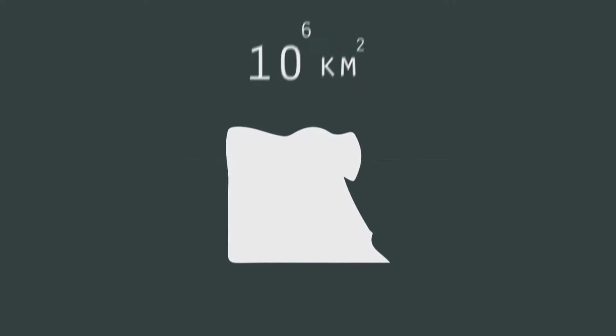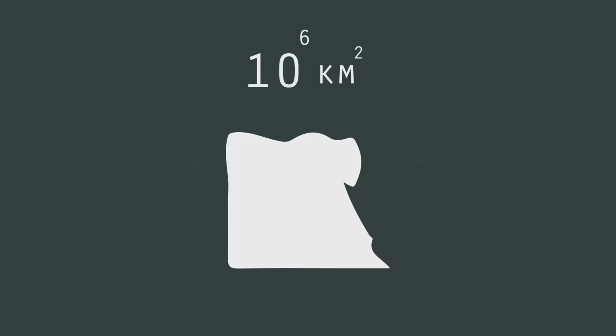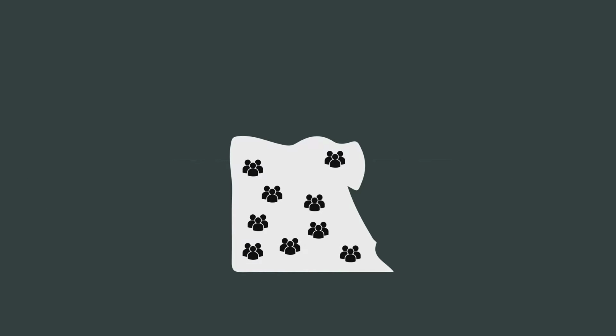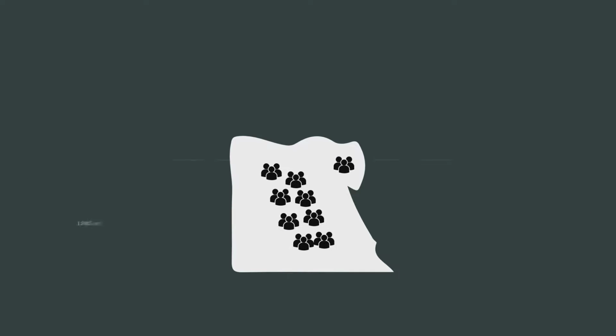In a land area of about 1 million square kilometers, one would assume that a population of about 93 million people would be distributed over most of the land. However, all the population is concentrated on just 7% of the land, along the river valley, meaning 93% of Egyptians' land is empty and unused.